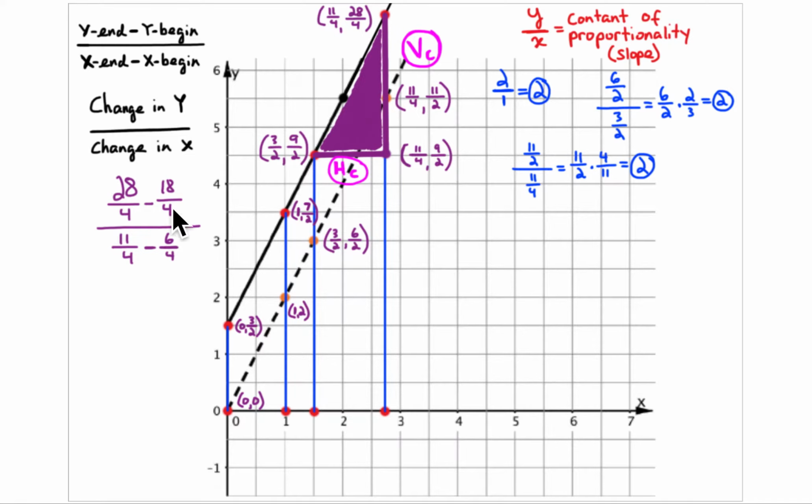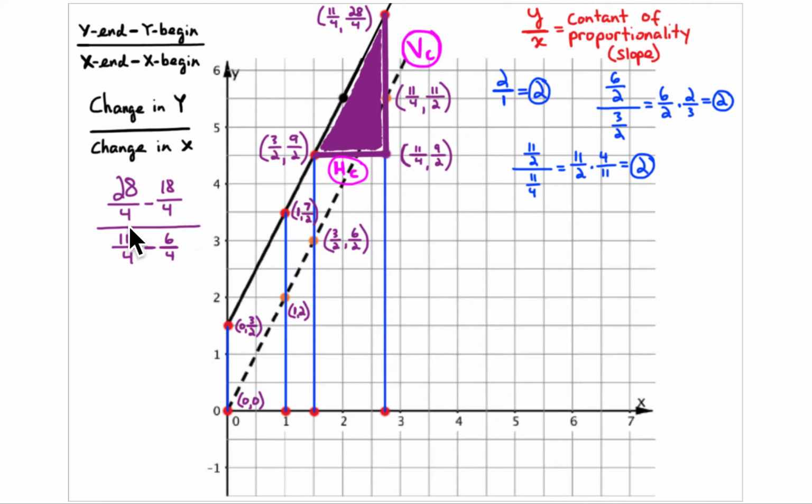And along the x-axis, we're going from 6/4, which is right here, and we're ending at 11/4. So remember that 3 halves is the same as 6/4. So you're subtracting from where you're ending up the value where you're starting. So this is 11/4 minus 6/4. Let me go through that one more time. The change along the y-axis is this 28/4 minus this 18/4, which is the same as 9 halves.